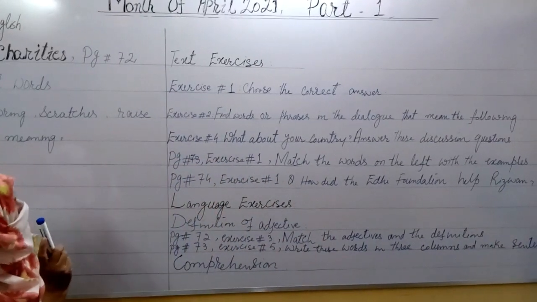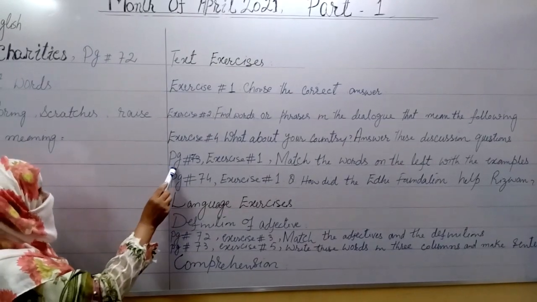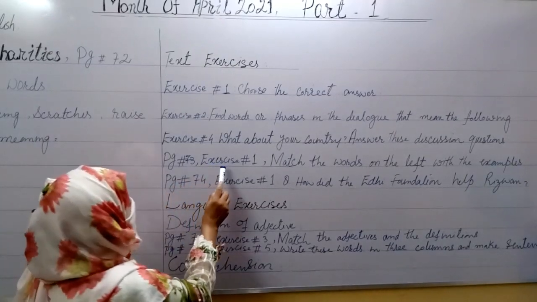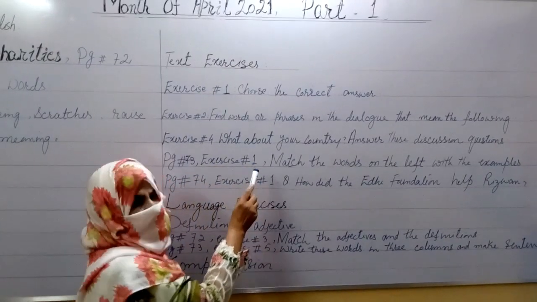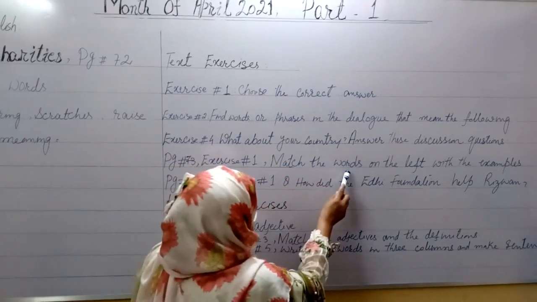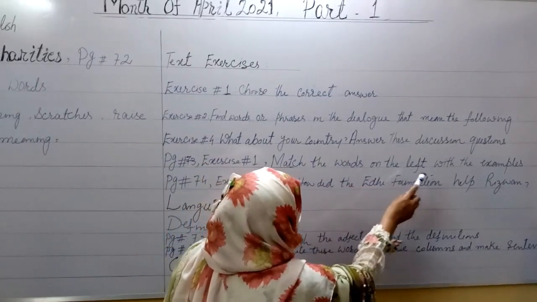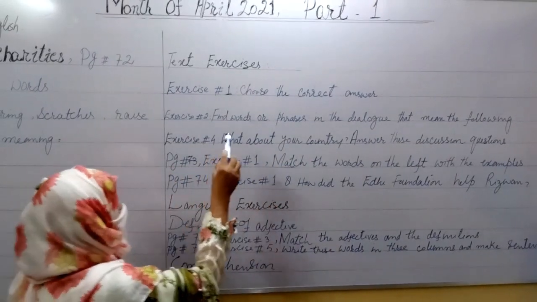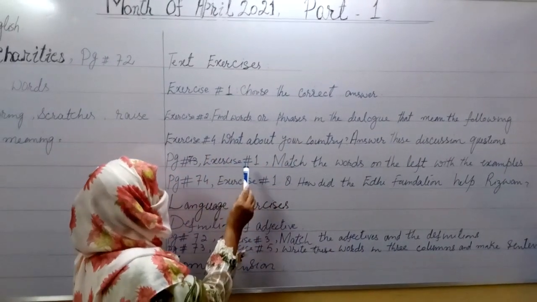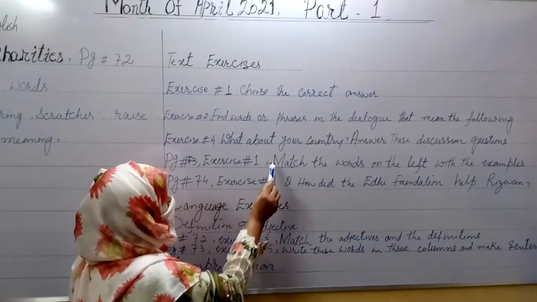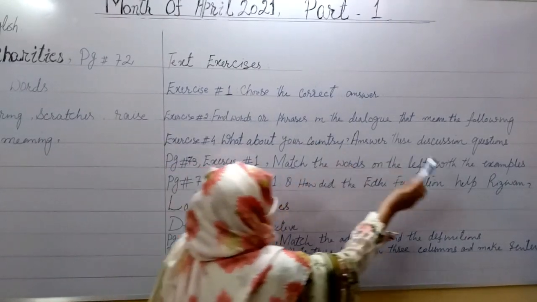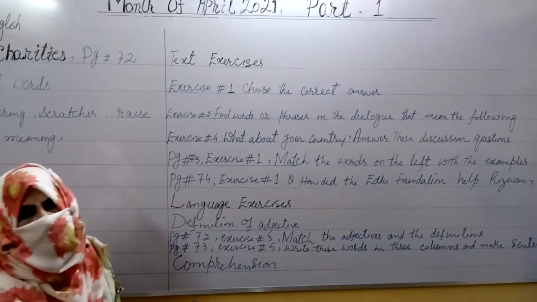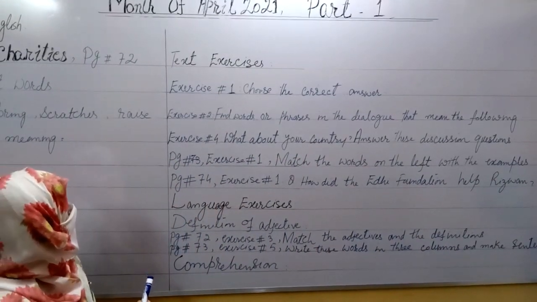Next exercise from page number 73. Exercise number 1. The question is, match the words on the left with the examples. So how will you do this? There are two columns and you have to match the words of column number 1 to the examples on the right side. Okay, students? Let's move towards the next exercise.